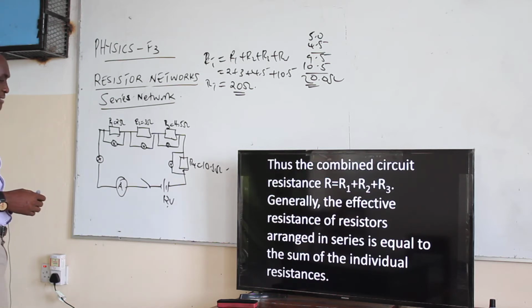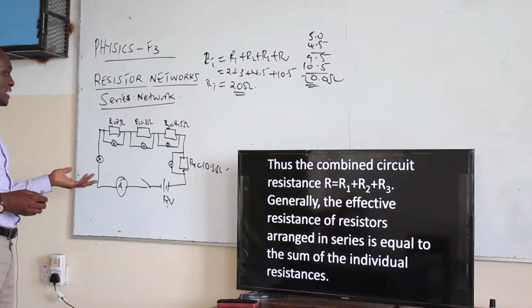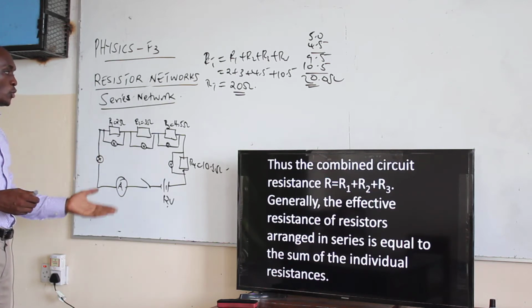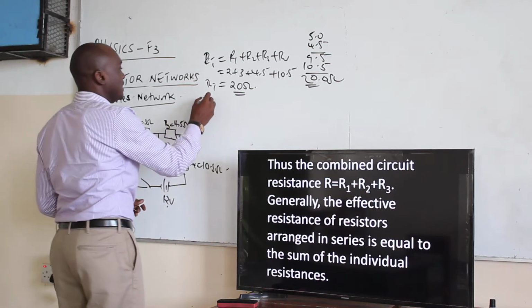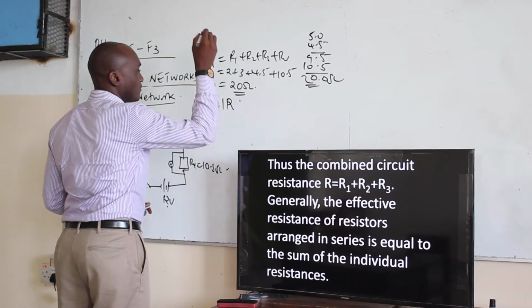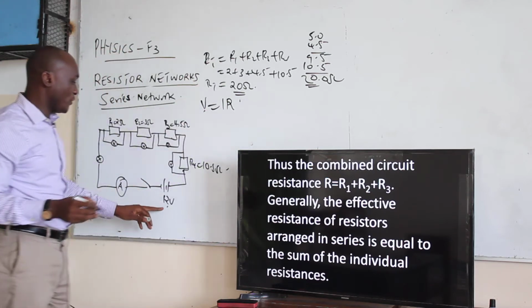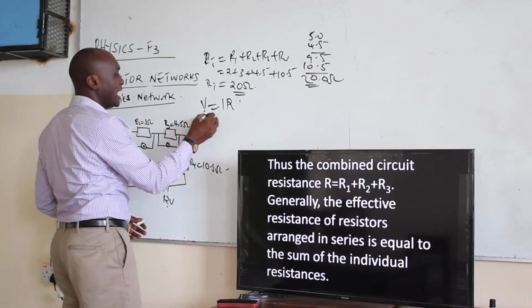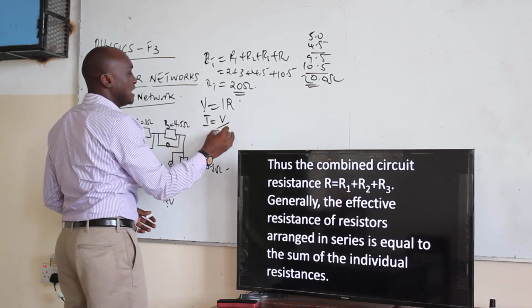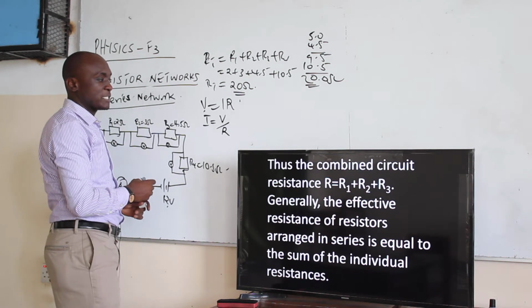Now, another question comes in. Can you find the total current going through this circuit? We know that the total current going through all the resistances is the same. From Ohm's law, V is equal to IR, and we know the voltage is 12 V. So now we need the current. How do you find the current? Current is going to be V divided by R, using Ohm's law.